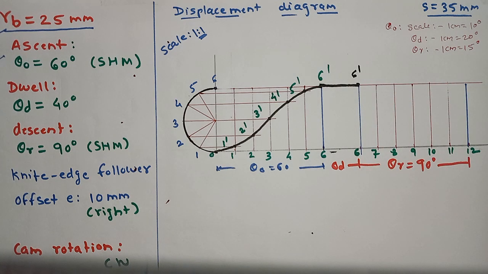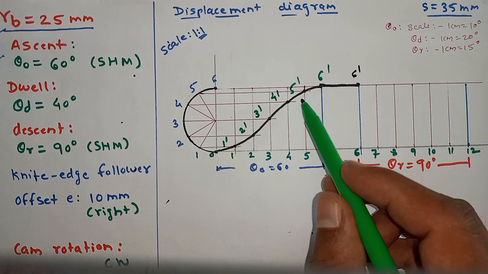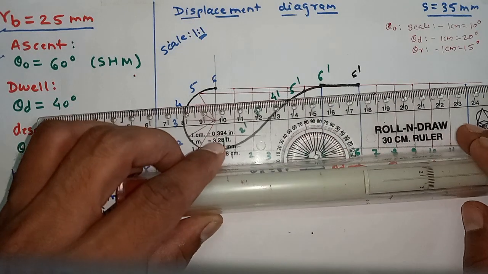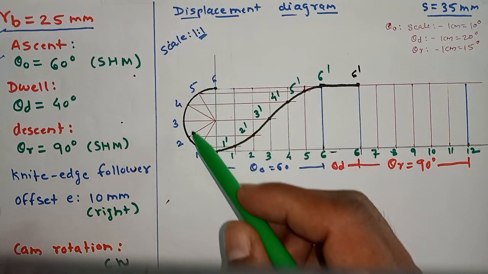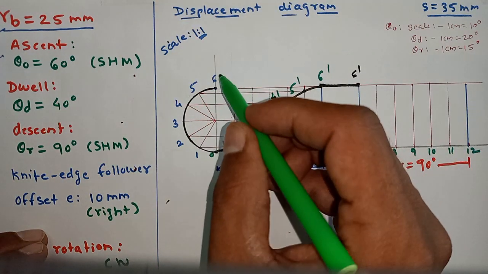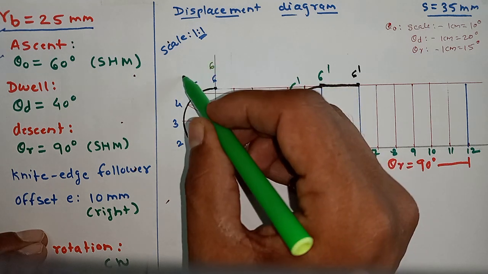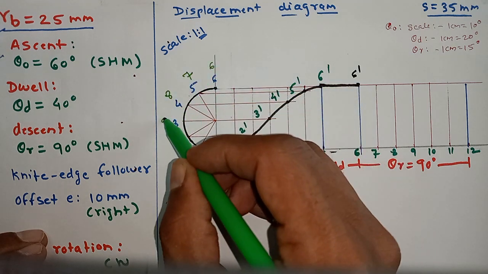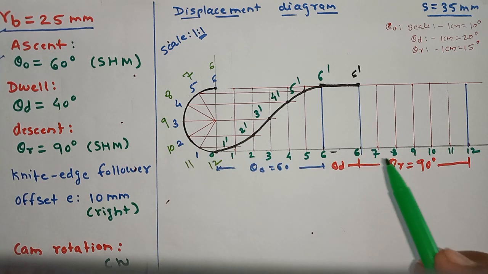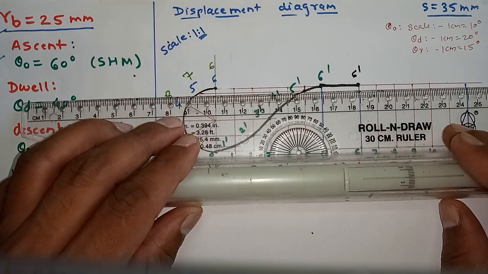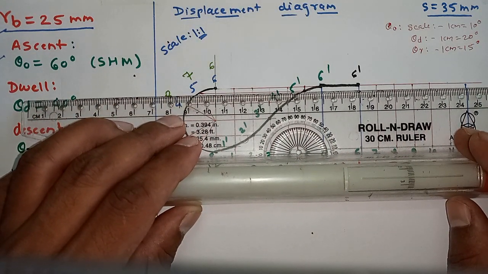Now the return stroke also takes place with the same type of motion, that is simple harmonic motion. So either we can draw the semi-harmonic circle on this side, or we can directly project these intersecting points across the return stroke. Before that, we'll number the semi-harmonic circle in the reverse direction for the return stroke. So this will be 6, 7, 8, 9, 10, 11 and 12. Now let us project these divisions across the divisions of the return stroke.